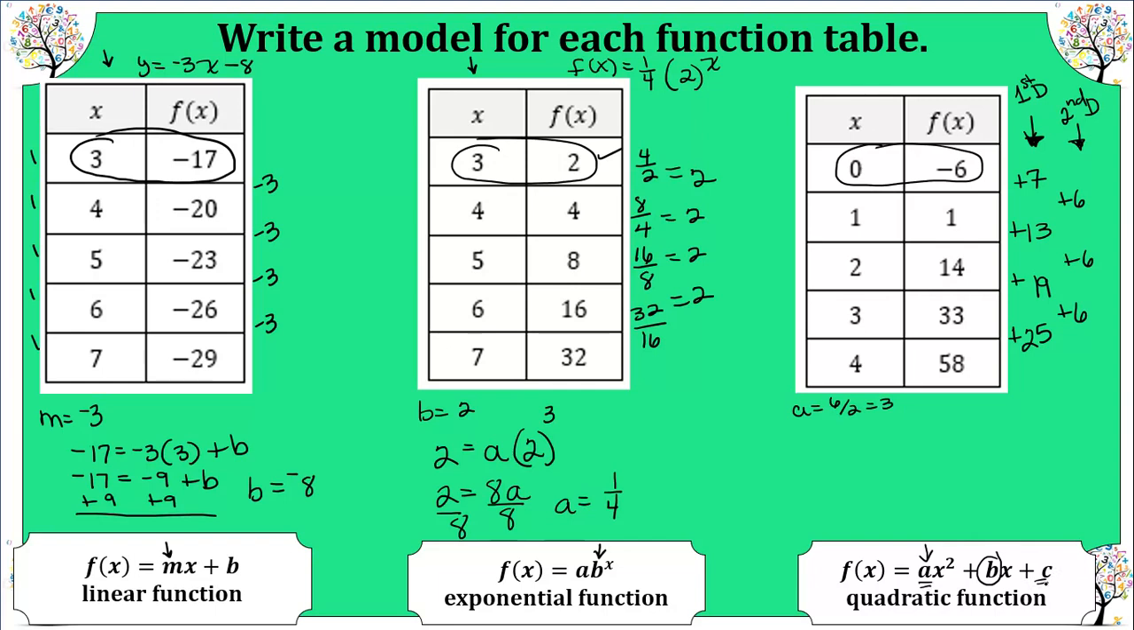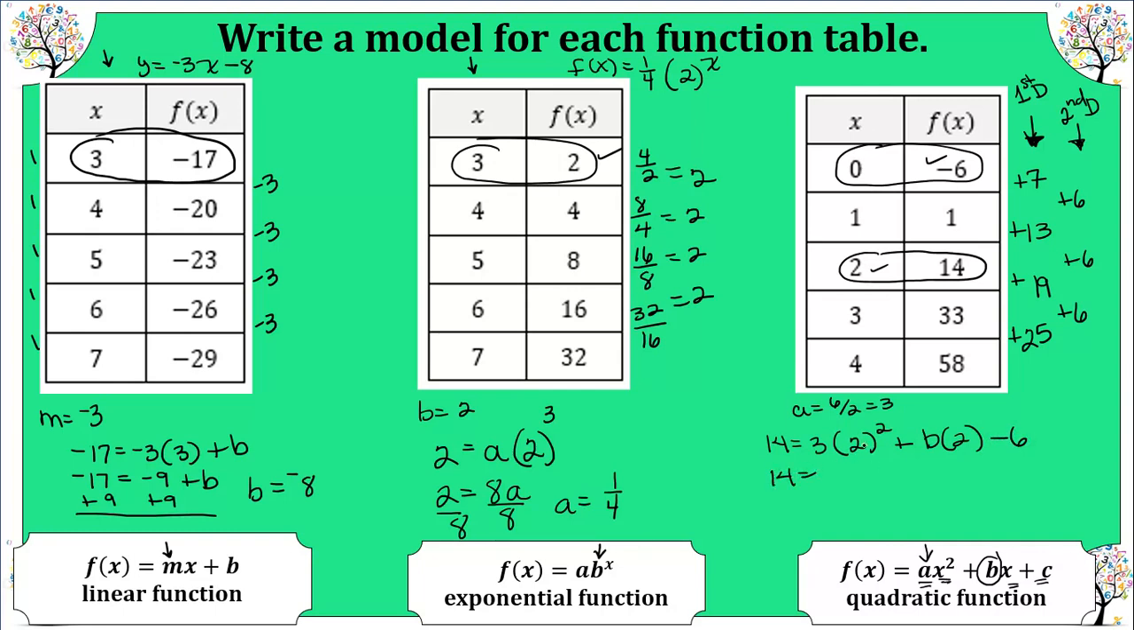And then we're going to pick a point other than the y-intercept to plug in for our x values and our f of x. I'm just going to plug in 2, 14. So 14 is f of x. Our a value is 3. The x value is going to be 2 from right here. So everywhere we see an x, we're going to put 2. We do not know the b value. And our c value is -6.